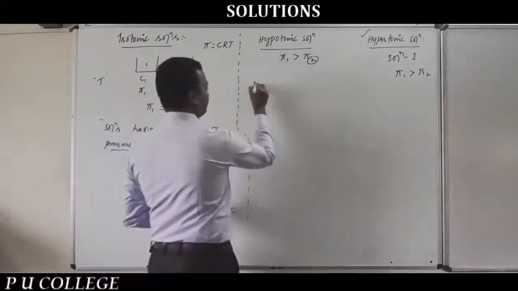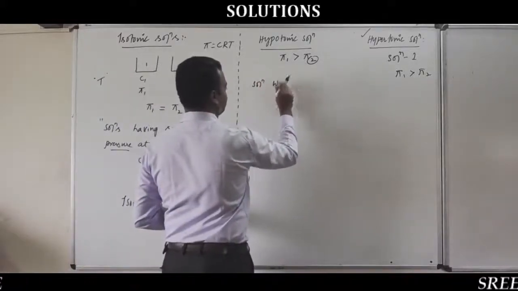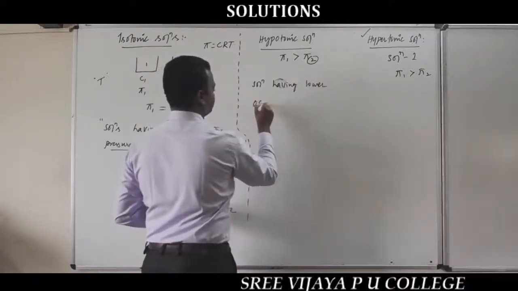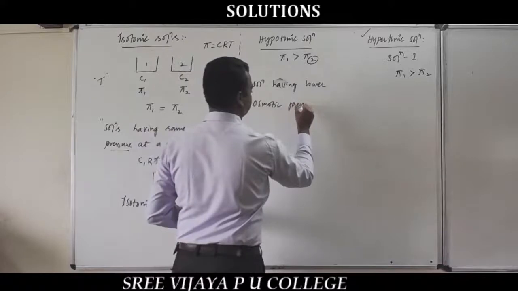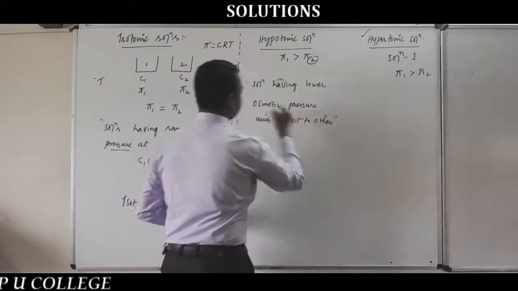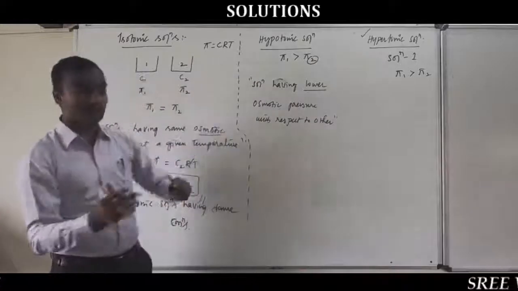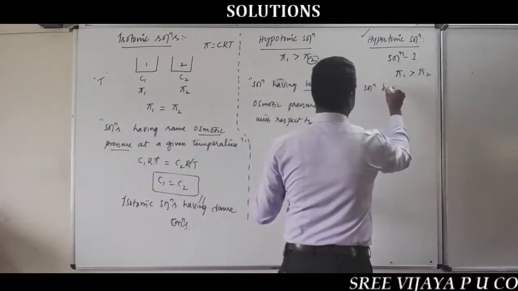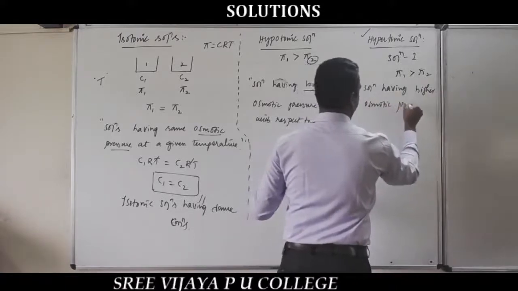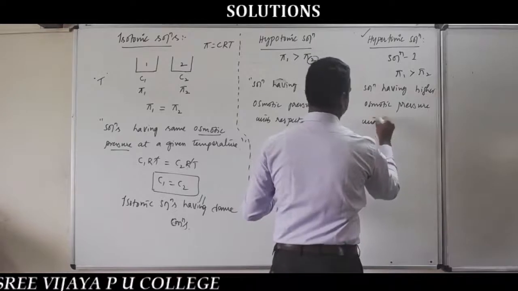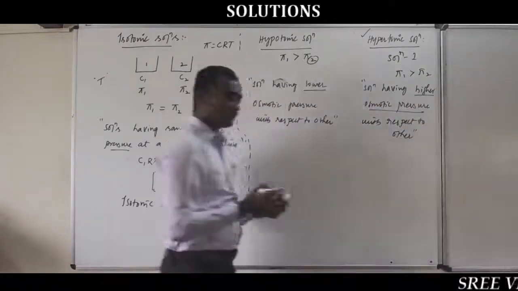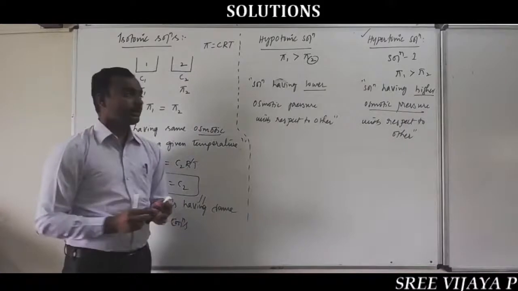So that is the solution having lower osmotic pressure with respect to the other. When compared, if a solution had lower osmotic pressure, that is the hypotonic solution. So hypertonic solution means a solution having higher osmotic pressure with respect to the other. When compared to the other, if it had higher osmotic pressure, it becomes a hypertonic solution. When compared to the other, the one with lower osmotic pressure is called a hypotonic solution.